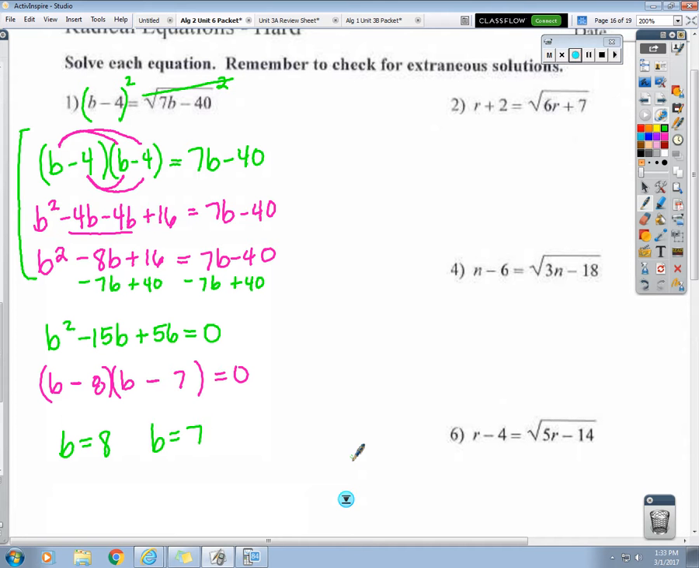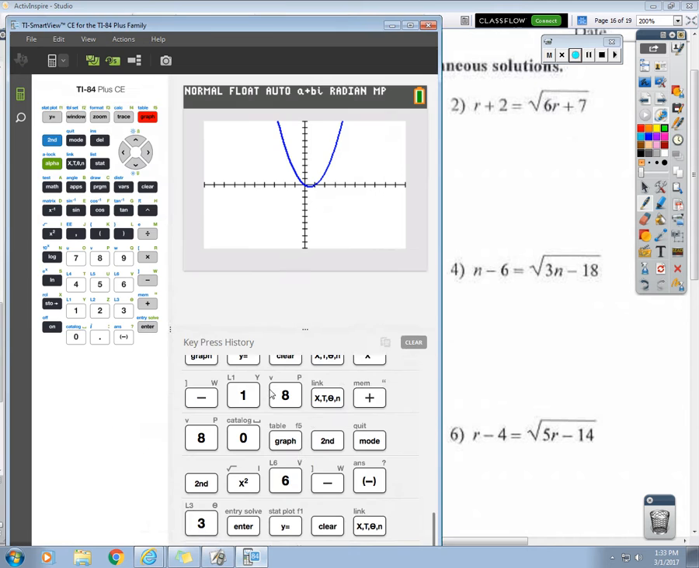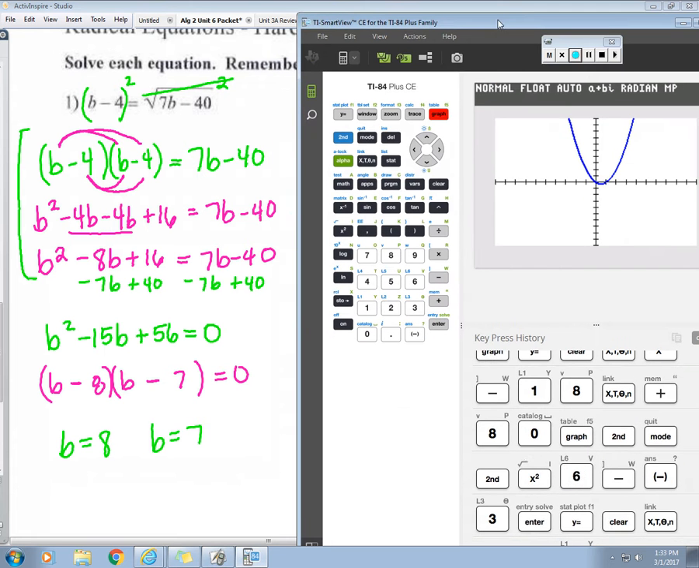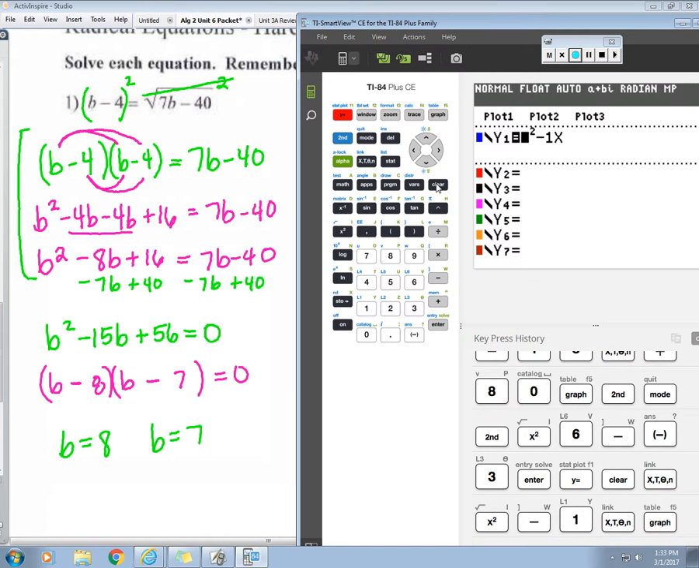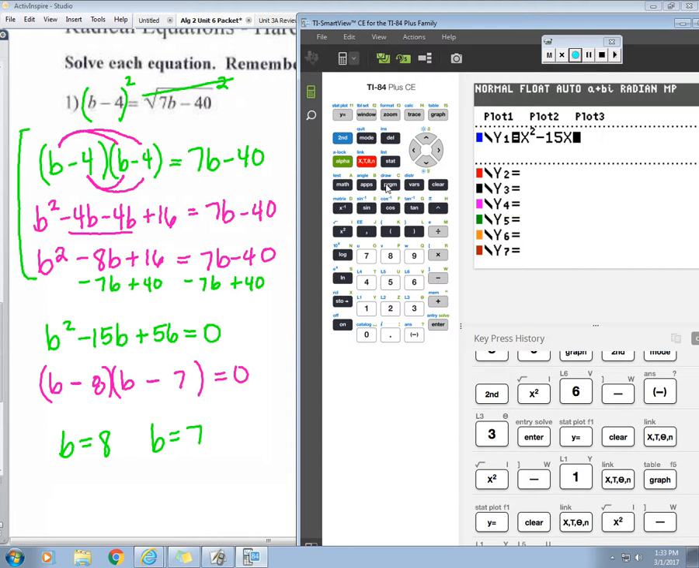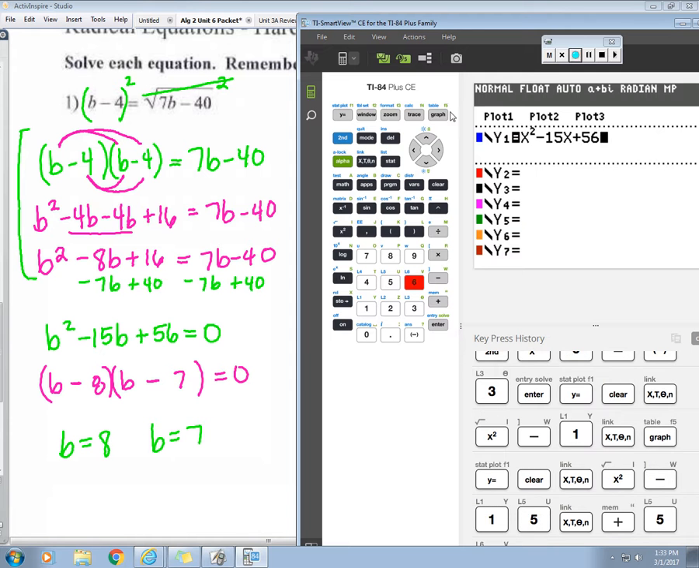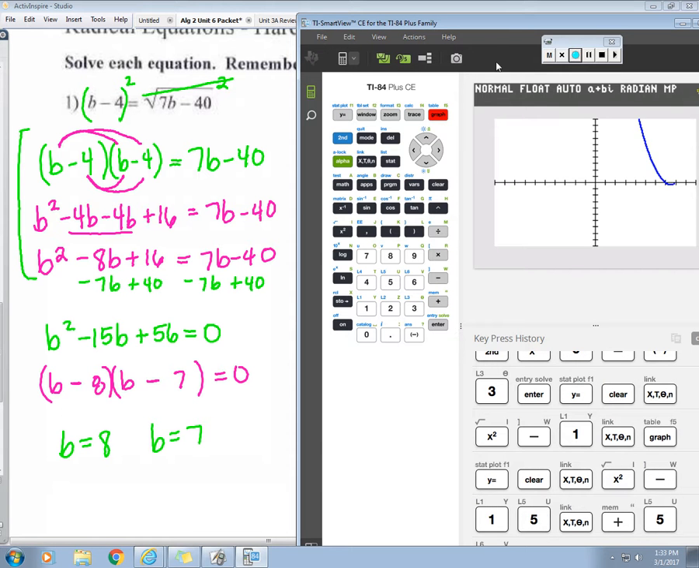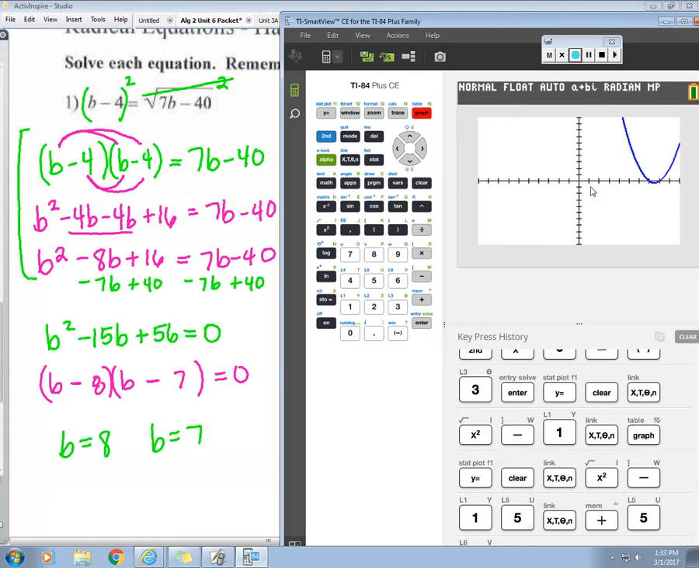Right? Now remember, if you don't like factoring, this is what you could have done. If you could at least have made it to this step, you could graph that. But we use x when we graph, so x squared minus 15x plus 56. When I graph it, I see a parabola that crosses the x-axis in two places. And it looks like those two places are 7 and 8, which were my final solutions.